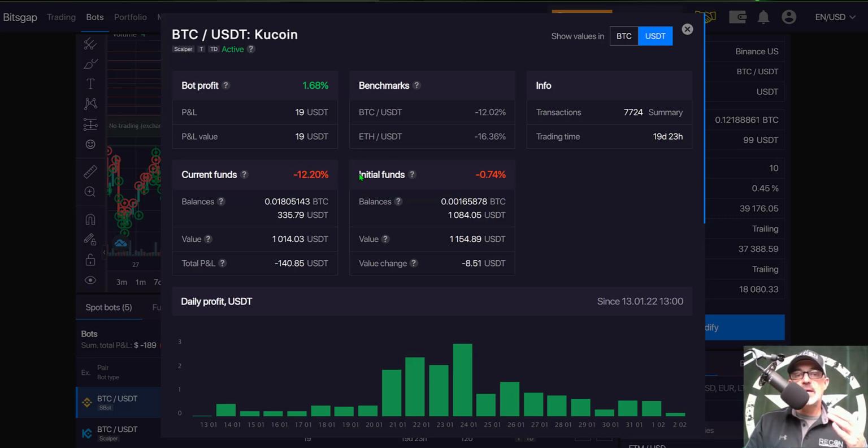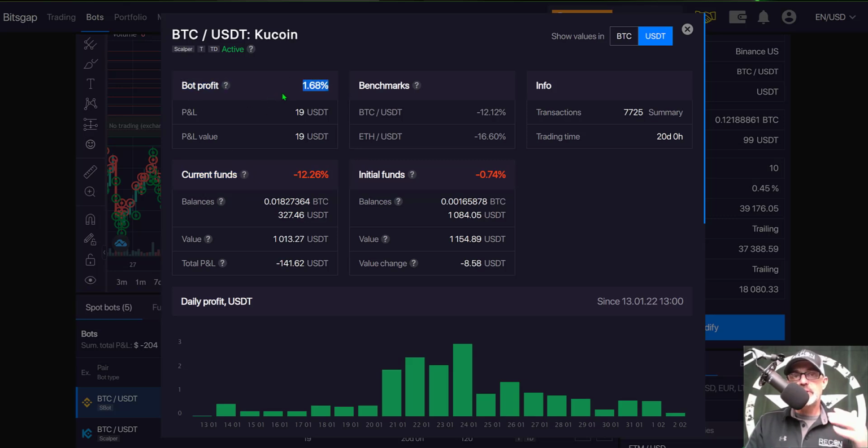Now, if we take a look at my initial funds, this is the amount I supposedly initially deployed this bot with, and I can tell you right now, this is wrong. You can go check my video if you doubt it, but I deployed both of these bots with about 500 USDT. And as far as the actual results for this particular bot, all I really care about is the current funds. You can really disregard the bot profit.